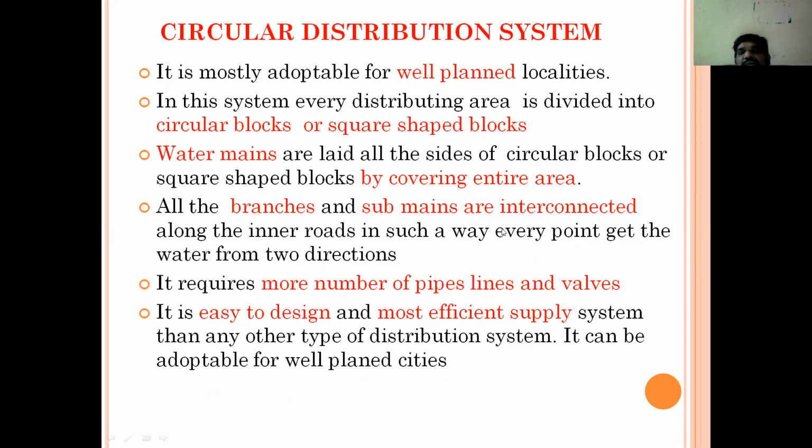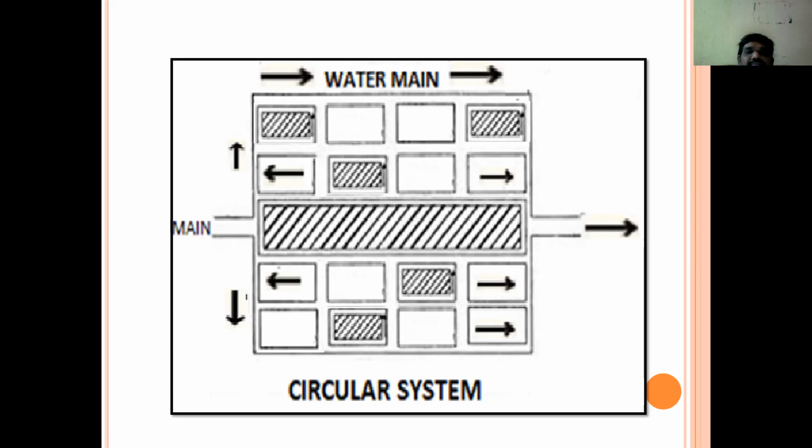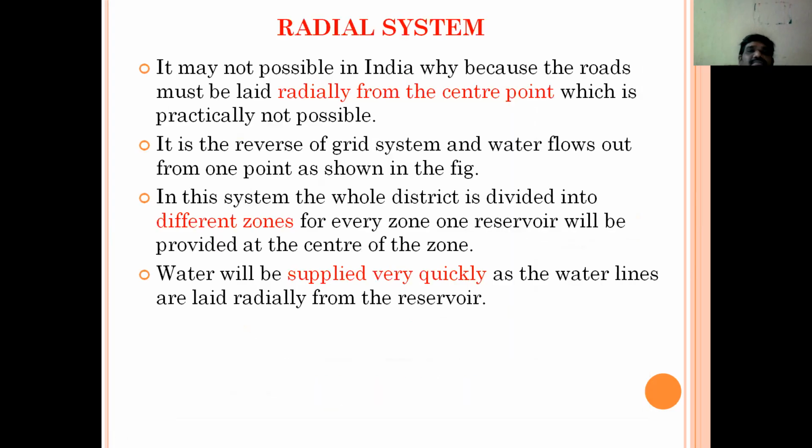All the branches and sub-mains are interconnected along the inner roads in such a way that every point gets the water from two directions. See here, the water will come in two directions. Everywhere the water will come from two directions. That means water will come to every point from more than one or two sources.